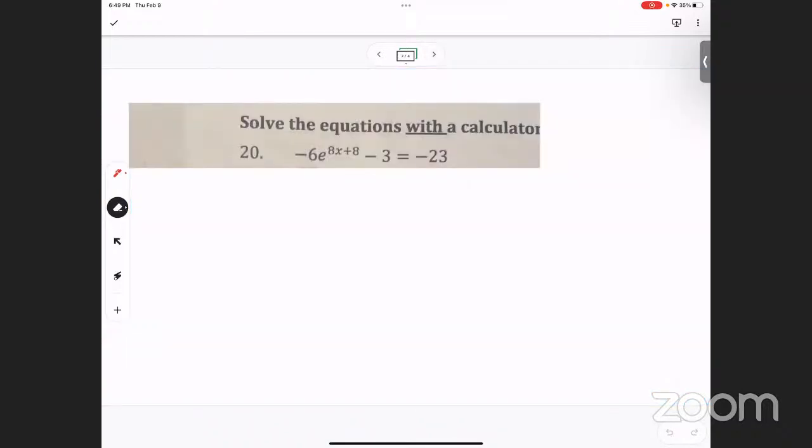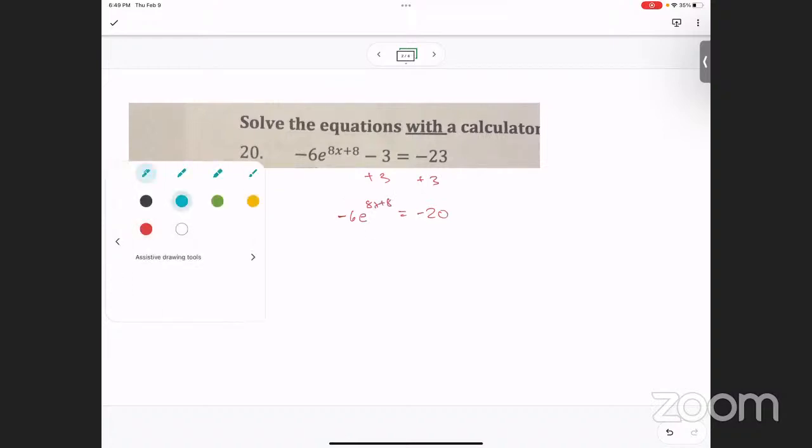Solve the equation with a calculator. All right, the first thing we're going to do is add 3 to both sides. So we get negative 20, negative 6e to the 8x plus 8. Now I'm going to divide both sides by negative 6. So this just equals, I'll reduce that, 10/3. e to the 8x plus 8 equals 10/3.